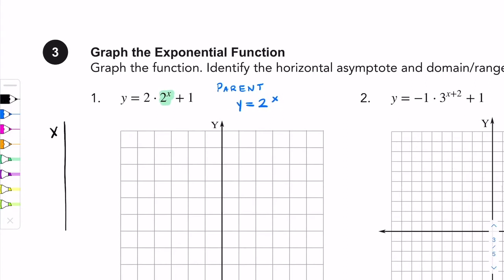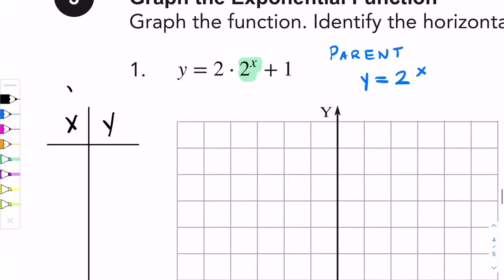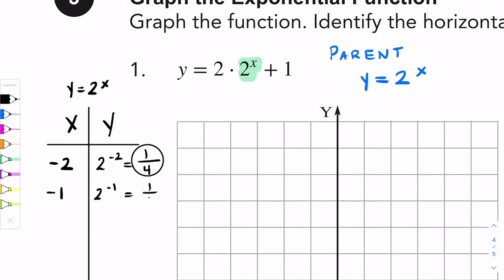We need to make our table of values, which actually we already made when we did the earlier graph, but let's go through that again. So our table of values is just for our parent function, and then we'll do the transformations. At -2, if we have 2 raised to the power of -2, that's 1 over 4. It becomes a positive exponent in the denominator. 2 raised to the power of -1 is 1/2. 2 raised to the power of 0 is 1. 2 raised to the power of 1 is 2. And 2 raised to the power of 2 is 4.